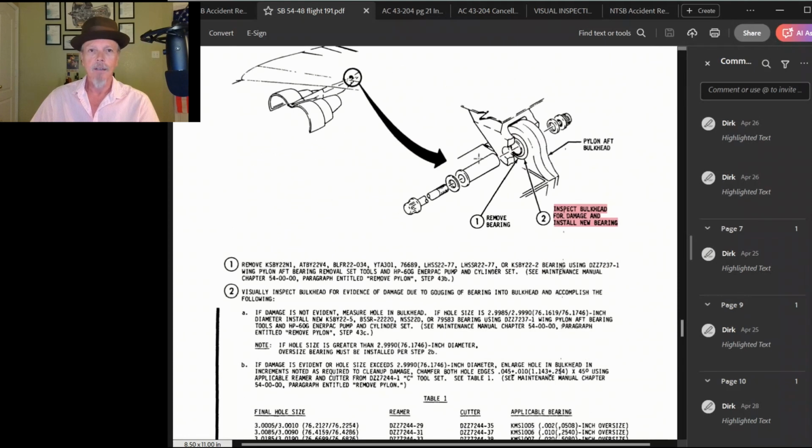So here is a drawing of the bearing itself and the bushing and the bolt that goes through there to hold the aft end of it to the wing. It's also making a note here to visually inspect the bulkhead for damage and install the new bearing. So visually inspect bulkhead for evidence of damage, usually gouging or bearing into the bulkhead, and accomplish the following. So you're going to do this once it's removed from the aircraft. You're supposed to be looking at this area once you remove it from the aircraft. That's important.